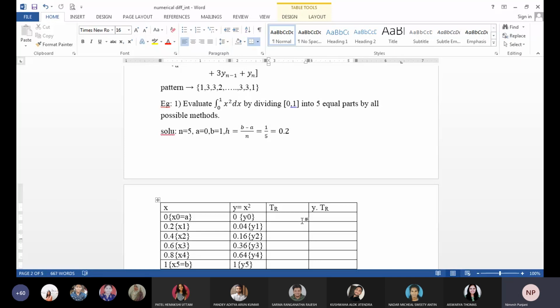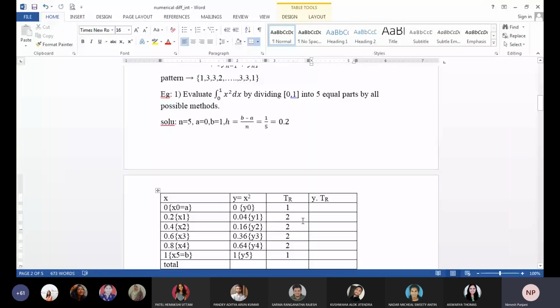So for the trapezoidal rule, what do we have to do? The column of TR. This column basically indicates the coefficients which you have. The pattern we discussed, 1 2 2 2 1. So in TR you have to write down the coefficients which you observe in the formula of your trapezoidal rule. That is first and last is 1, and between every number has coefficient 2.